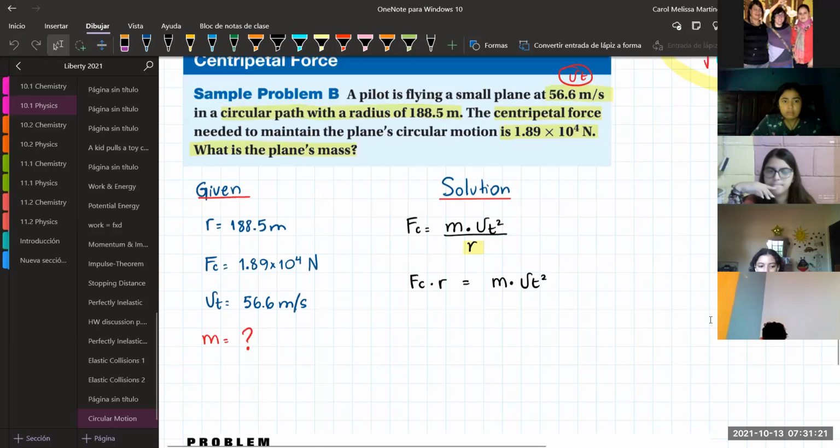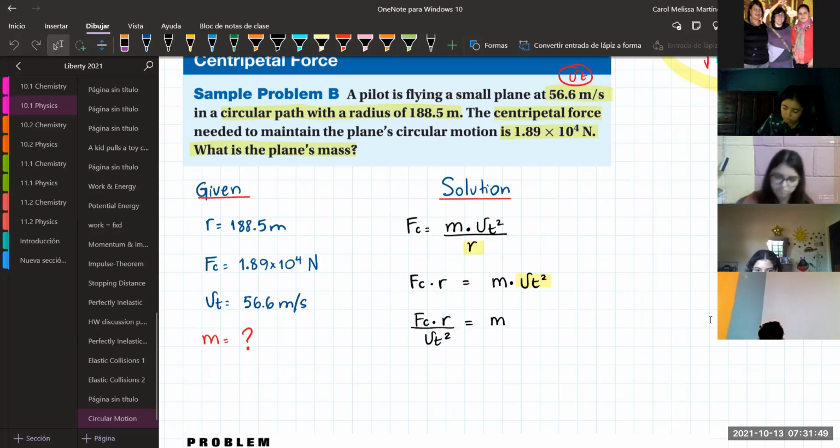Okay, now Vt to the second power is multiplying the mass, so I'm going to send it to the other side to divide. So Fc times R divided by Vt to the second power will be equal to the mass. This is the procedure that I do for isolating mass. Okay, so I apply the formula. I'm just going to arrange it like this because I like it more, and I will just plug in the givens.